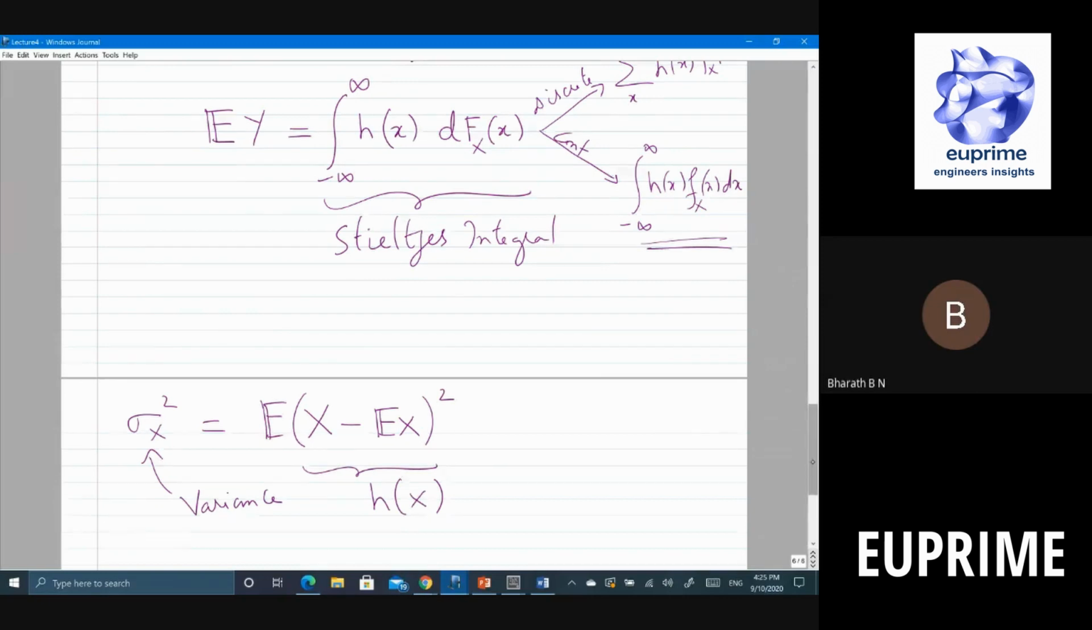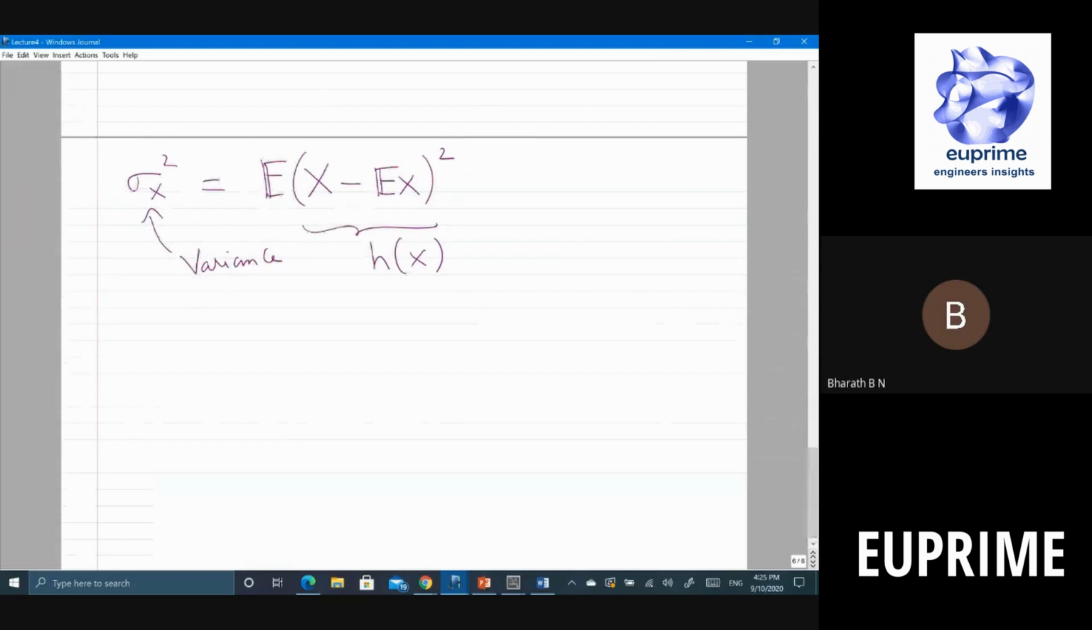Everybody knows this, right? So how do you evaluate this? This is expected value of, well, okay, let's do that later. So this is the variance. Okay, fine. We'll come back to this variance.